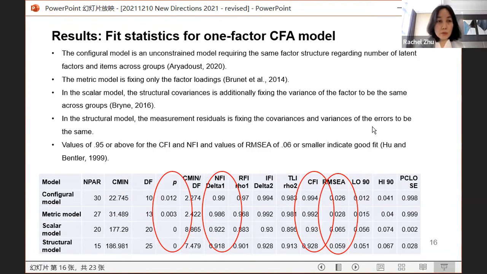And we also have the CFI and NFI values and the RMSEA values here. The criteria we used is Hu and Bentler 1999. As we can see, the models are well fitted.